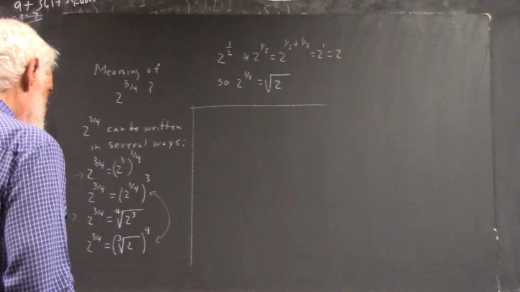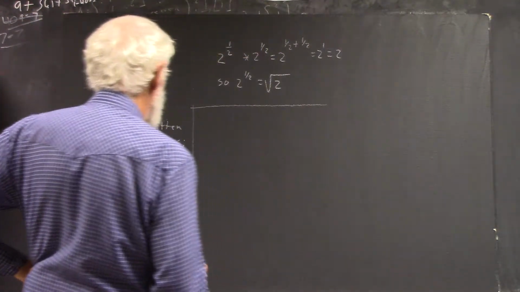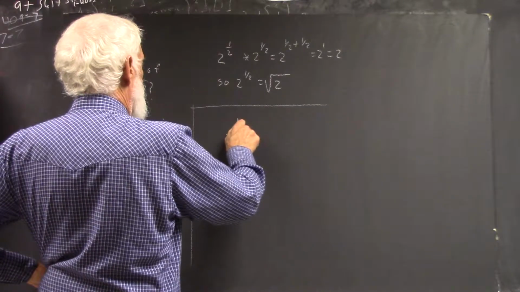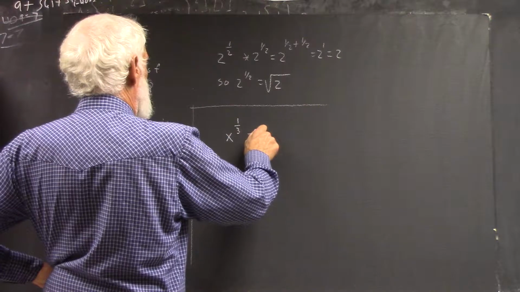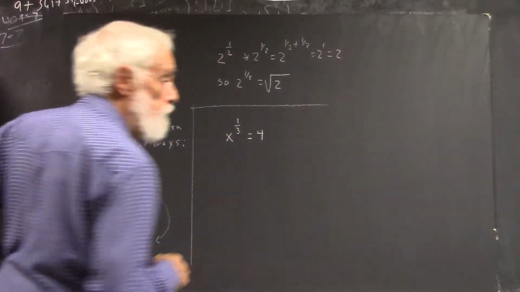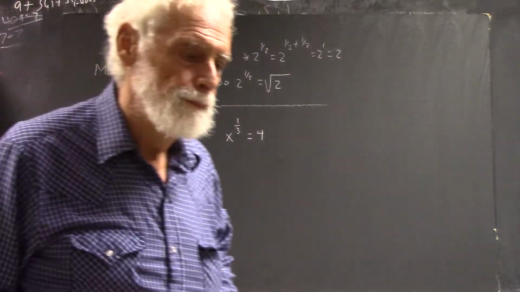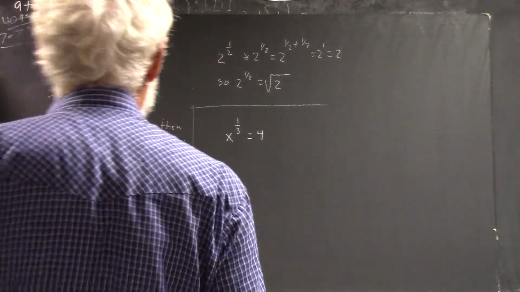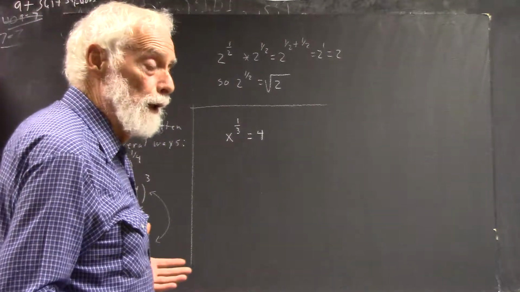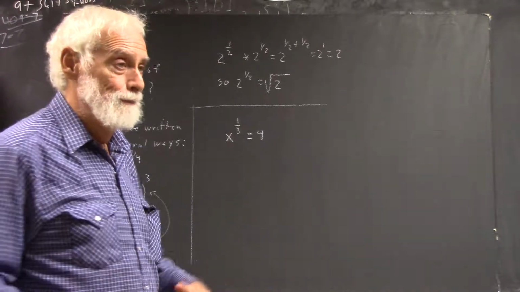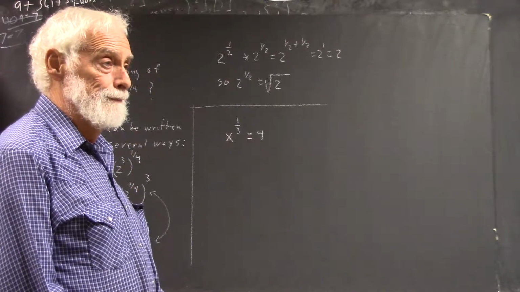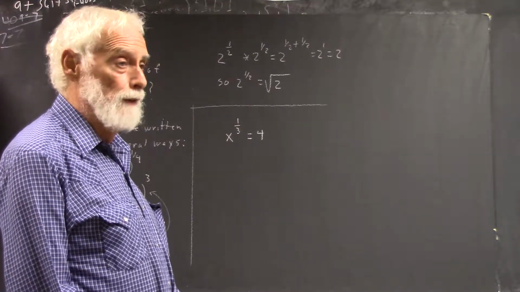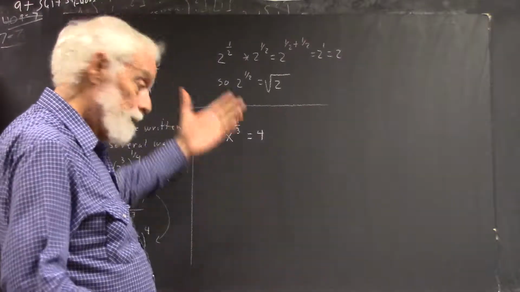Now, let's say we have an equation like x to the 1/3 equals 4. How can you solve that equation? What can you do to both sides of the equation that keeps it true? We can multiply both sides by the same number, divide, add, subtract. None of that's going to help.